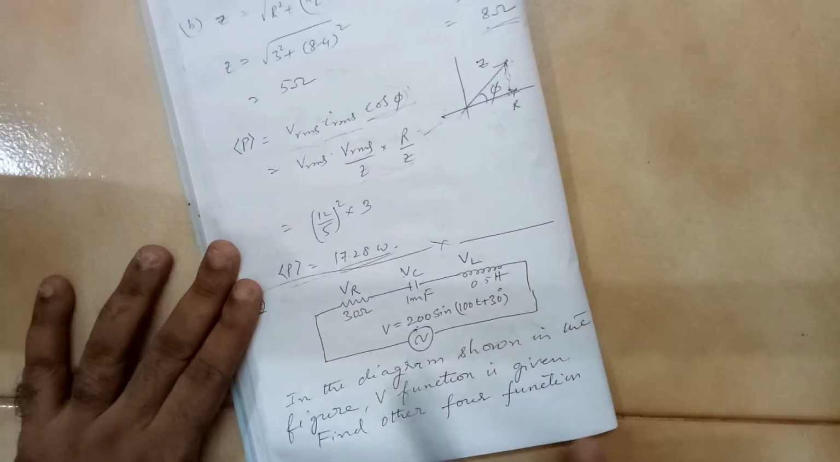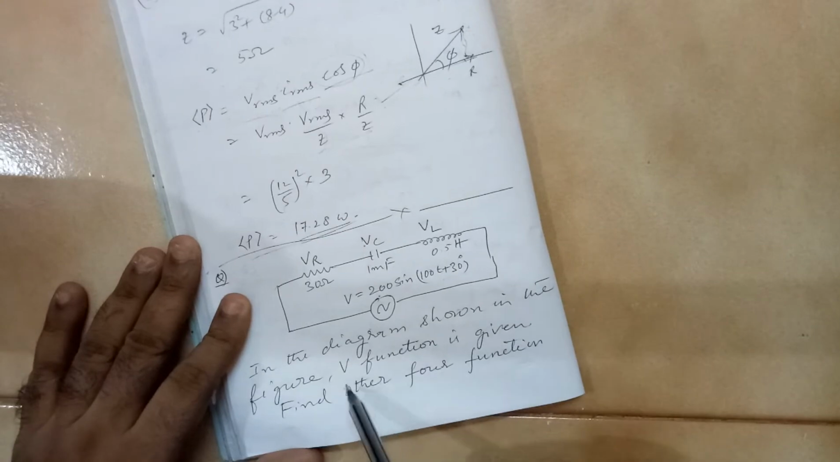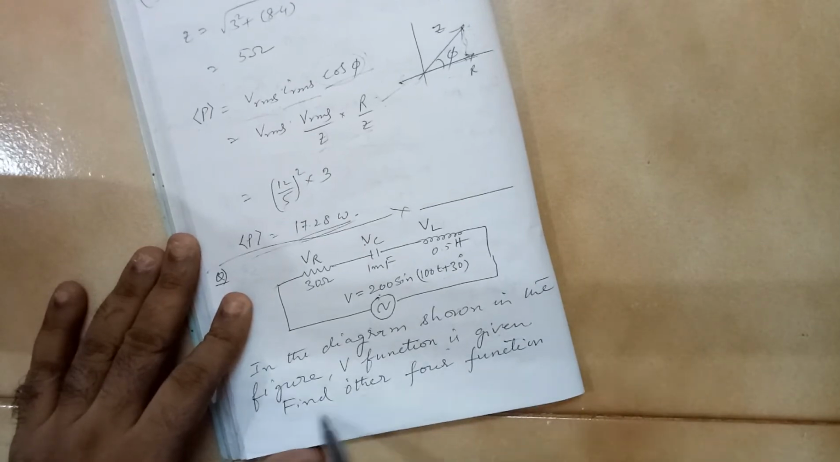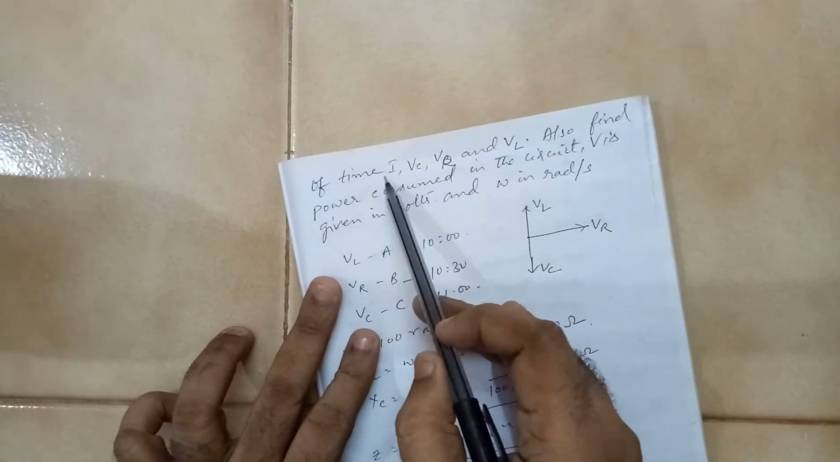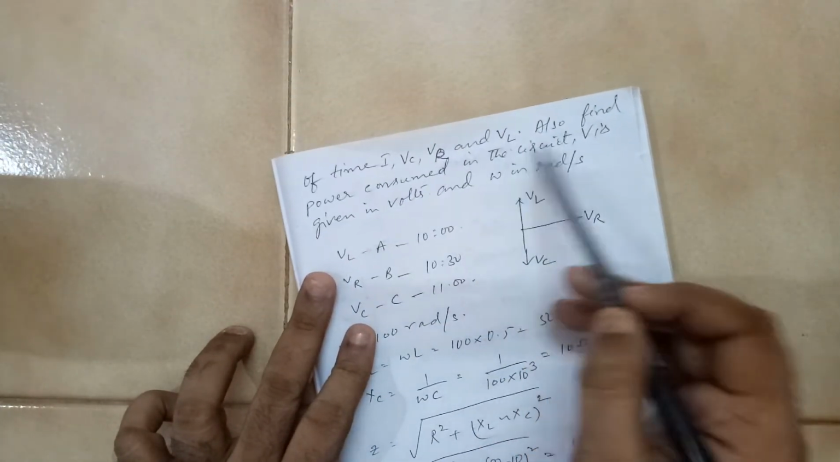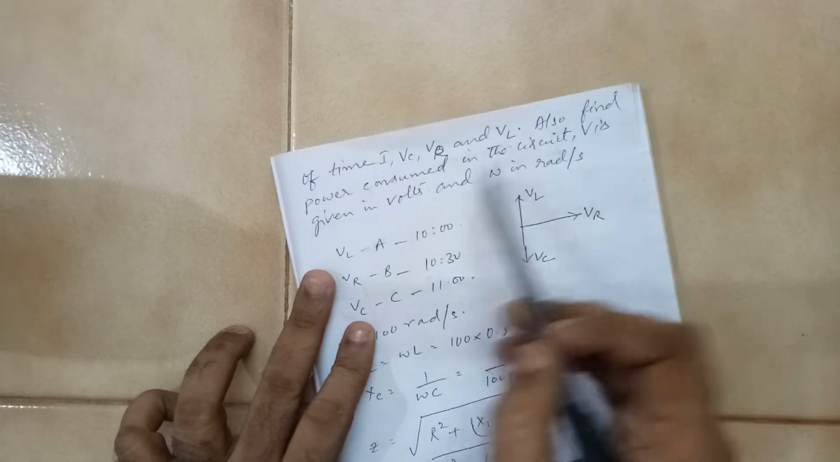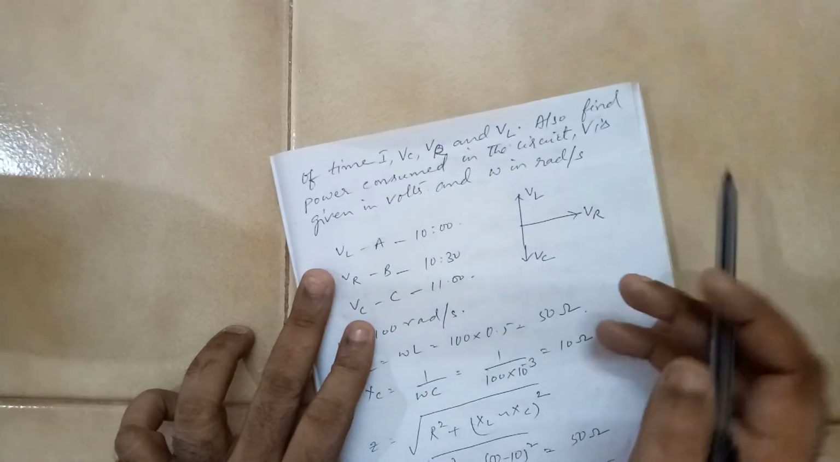In the diagram shown in the figure, the V function is given. Find the other 4 functions. What are the other 4 functions? Of time: I, Vc, Vr, Vl. Also find the power consumed in the circuit. V is given in volts and omega in radians per second.